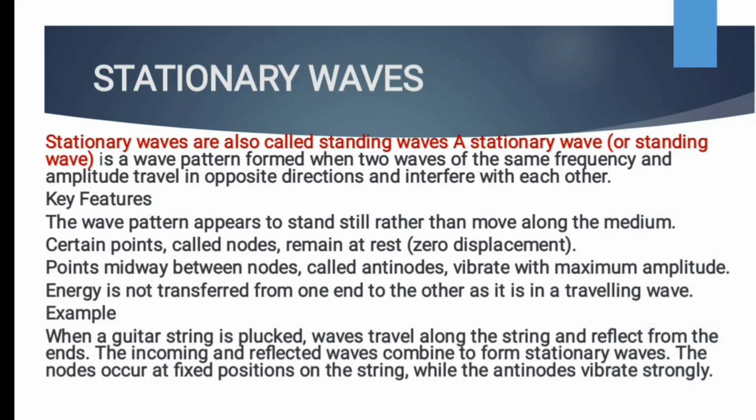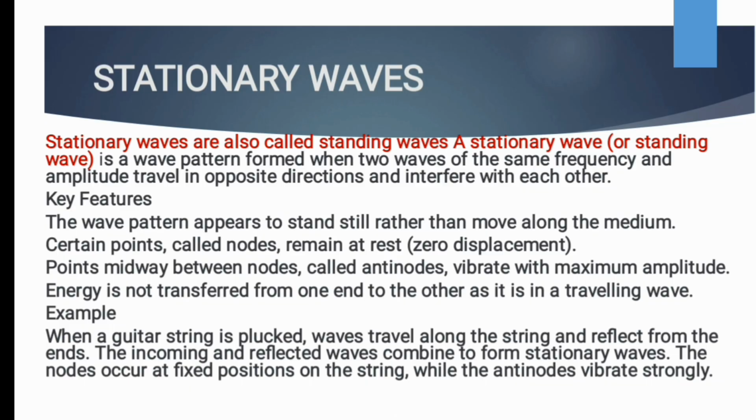So stationary waves are also called standing waves. A stationary wave is a wave pattern formed when two waves of the same frequency and amplitude travel in opposite directions and interfere with each other. So this wave is formed when two waves of the same frequency and amplitude travel in opposite directions, and they interfere with each other.